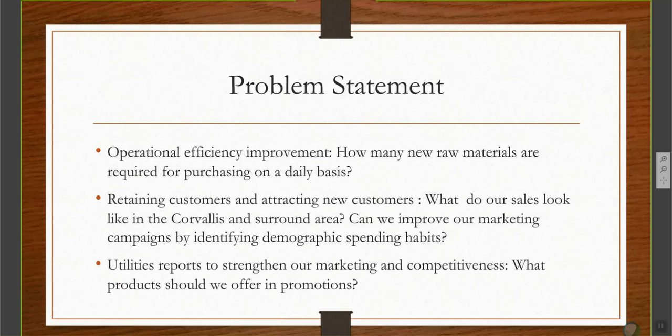With that, we have stated 3 problem statements to guide the development of our database. The first being around operational efficiency and trying to determine how many raw materials are required for purchasing on a daily basis. Our second is around retaining customers and attracting new customers, and exactly what do our sales look like in the Corvallis surrounding area, and can we improve our marketing campaigns to identify demographic spending habits. And then our third is about utility reports to strengthen our marketing competitiveness, and we want to know what products we should be offering in our promotions.